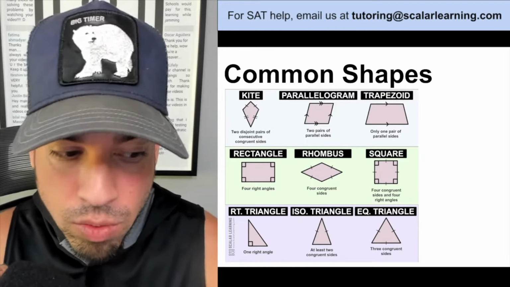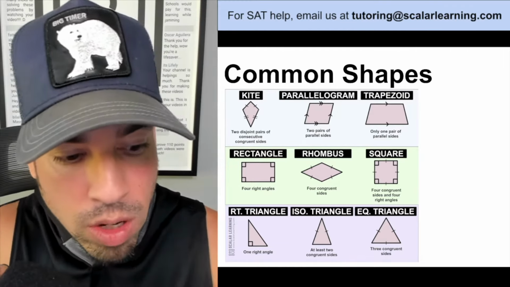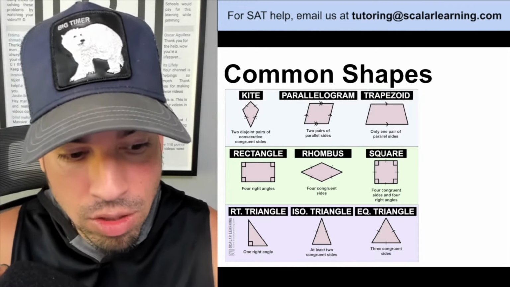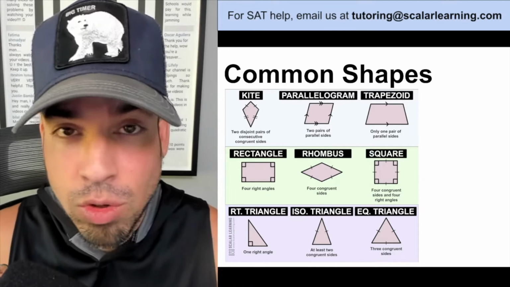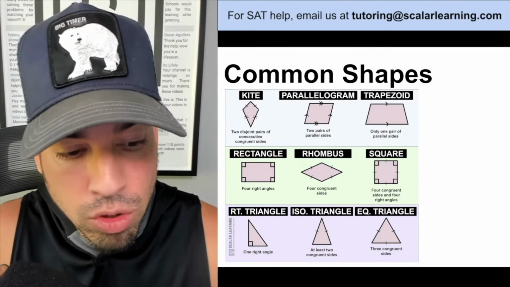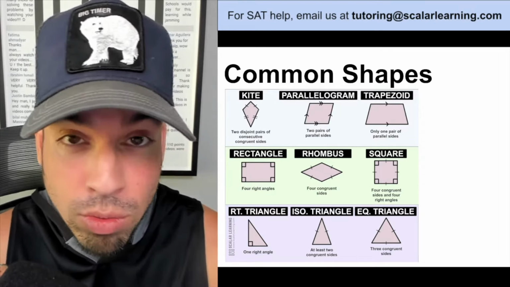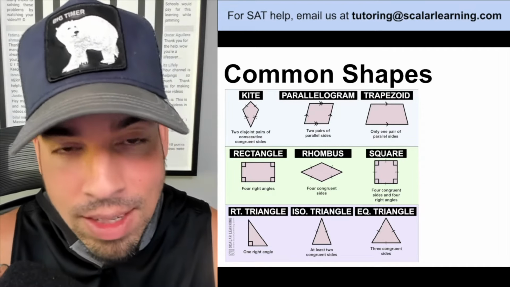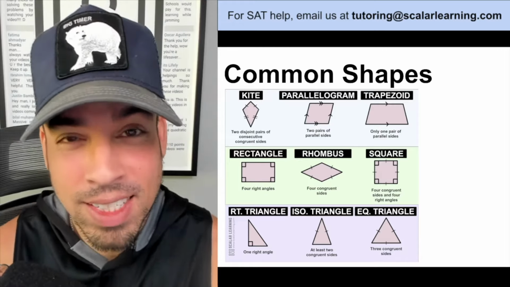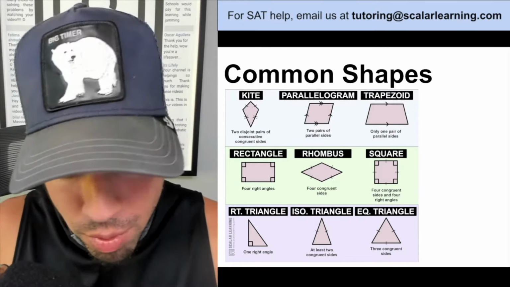Then on the bottom, we've got a right triangle. That's a triangle with 1 right angle. An isosceles triangle, that's at least 2 congruent sides. So here we have those 2 sides on the top that are congruent, but you theoretically could have all 3 sides congruent, and it's still technically an isosceles triangle. Finally, on the bottom, that's an equilateral triangle where all 3 sides are congruent.